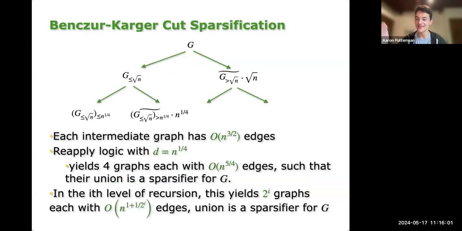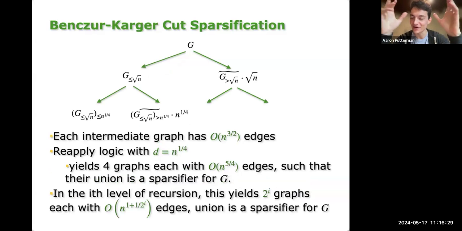And now we can just reapply this logic, right? So what do we have? We have some graph that has n to the 3/2 edges. We'll just do the same procedure with d equals n to the 1/4. So we'll pull out all edges in minimum cuts of size less than or equal to n to the 1/4, and then downsample the rest of the graph at rate 1 over n to the 1/4. And this will now give us 4 graphs that have order n to the 5/4 edges. And again, the union of all of these graphs will be a sparsifier for G.